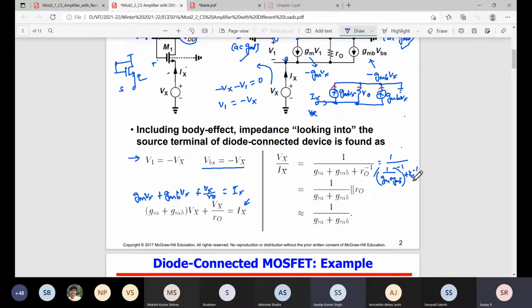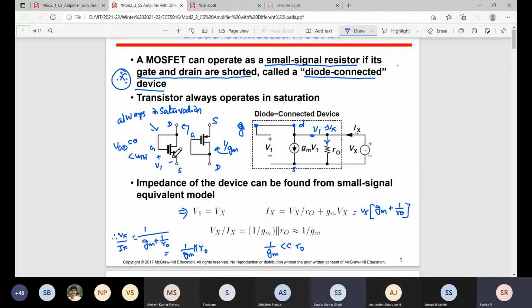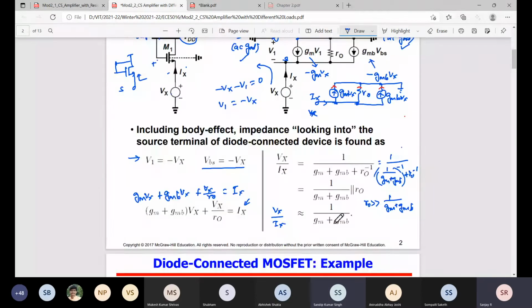Right? So this is R1 inverse, R2 inverse. I can write 1 by gm plus gmb in parallel with R0. Okay, so if R0 is much higher than 1 by gm plus gmb, I can write Vx by Ix equal to 1 by gm plus gmb. Fine. So what I observe here is that this is the same as the previous 1 by gm, but in the previous case we assumed there is no body effect, but here we assume the body effect. So include that body effect.